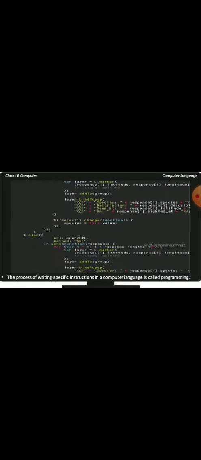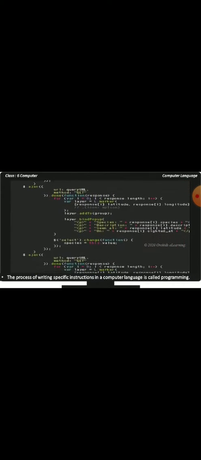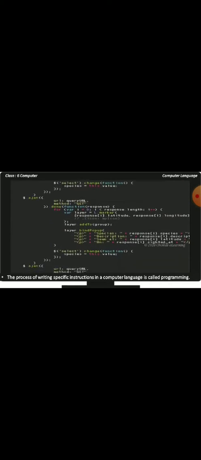Language is the medium to express our views and feelings. To communicate with the computer, we need a language that the computer understands. For every action, a computer has to be given instructions accordingly. A program is a set of instructions that tells a computer what to do. The process of writing specific instructions in a computer language is called programming. Each programming language has its own specific rules.